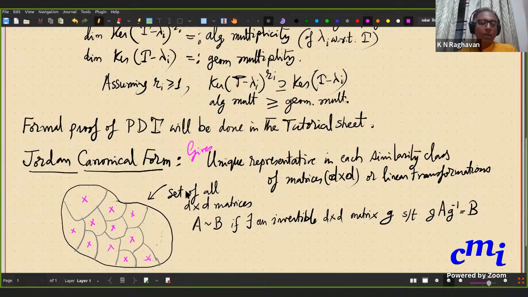That's one analogy. I hope that helps you understand the concept better. So this is a very special matrix, right? And there is only one in every similarity class.